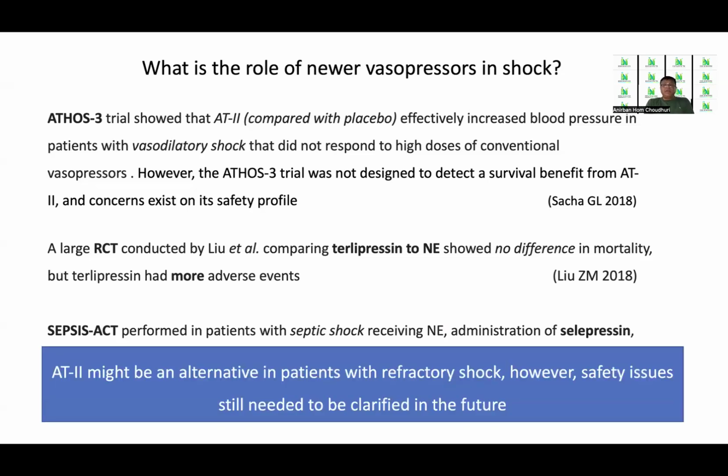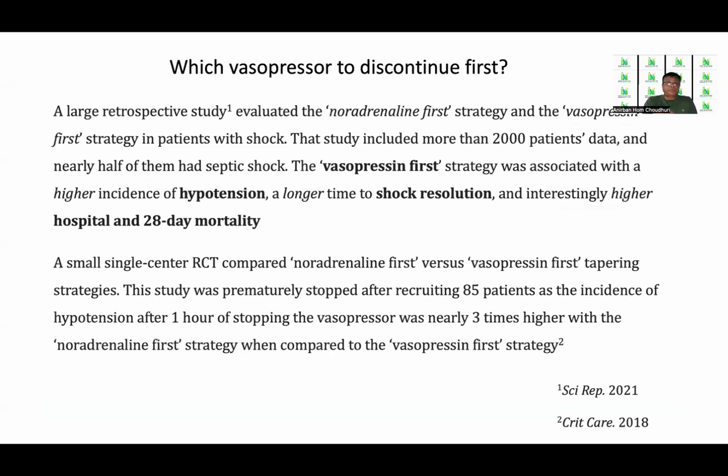So coming to the final take home is that angiotensin II might be an alternative in patients with refractory shock. However, safety issues still need to be clarified for the future.